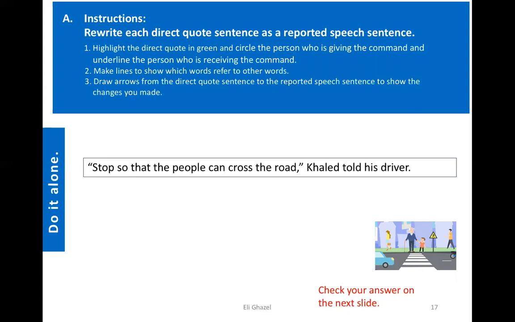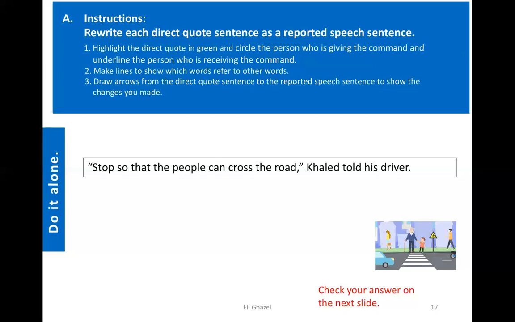Let's look at the instructions. Highlight the direct quote in green, circle the person who's giving the command, and underline the person who is receiving the command. Make lines to show which words refer to other words, and draw arrows from the direct quote sentence to the reported speech sentence to show the changes you made. Some of these were also learned in previous sessions, so they are familiar.